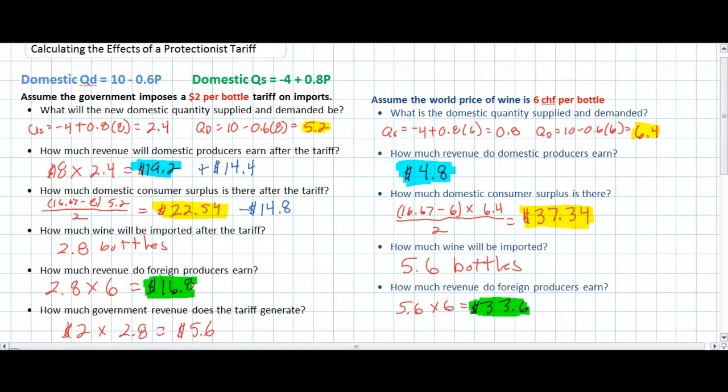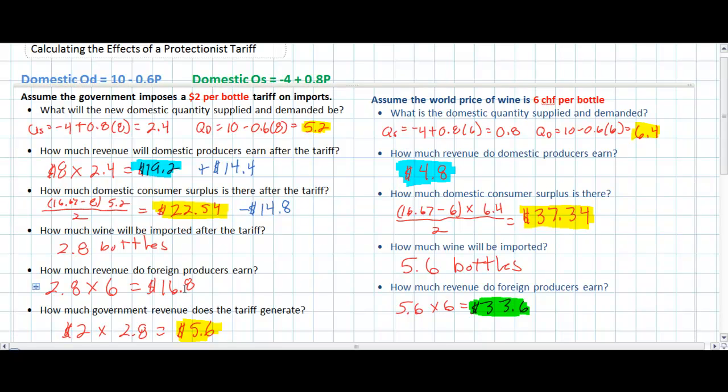The one thing we have not yet accounted for is the government revenue generated. We can see that there is an area of revenue on a graph for the Swiss government. The $5.6 of government revenue generated can go towards the provision of other goods and services for the Swiss economy. But overall, we must conclude that a tariff on imported wine in Switzerland is inefficient.